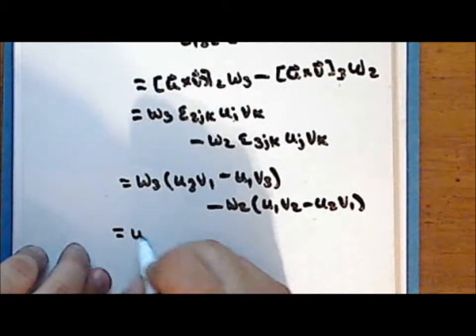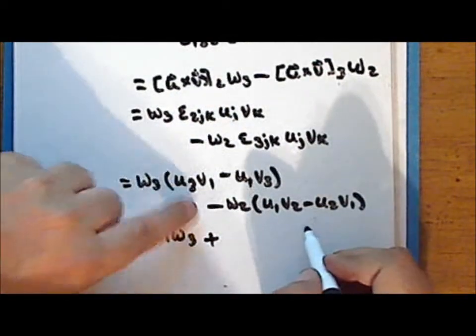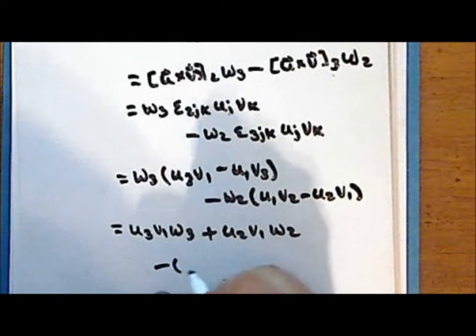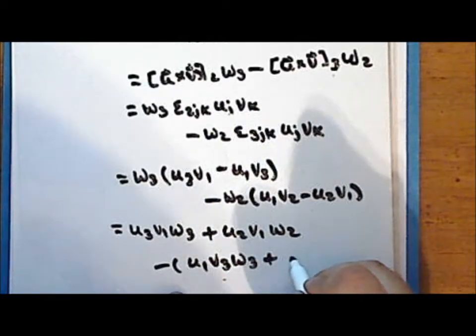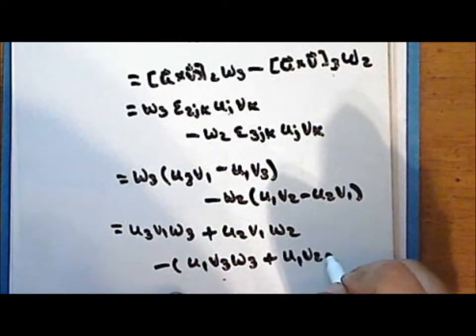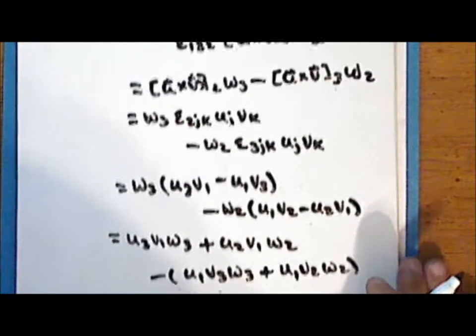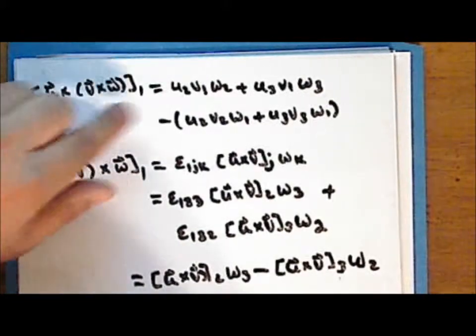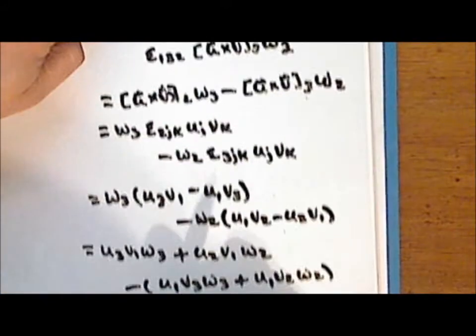And so we have u sub 3 times v sub 1 times w sub 3 plus u sub 2 times v sub 1 times w sub 2 minus the quantity u sub 1 times v sub 3 times w sub 3 plus u sub 1 times v sub 2 times w sub 2. So comparing this with the first component of the cross product of u with the quantity v cross w, we see that the difference is in the quantity that is being subtracted. And so in general, the first components are not equal.